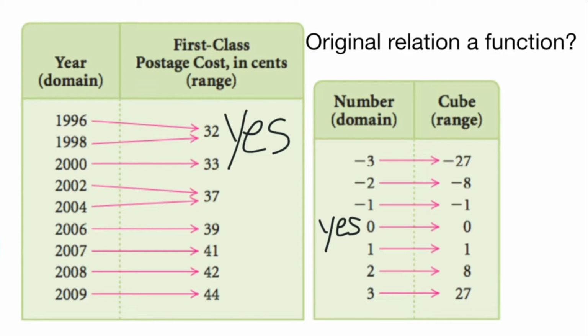This is definitely a function because every input has an output. I could give you the year, and you know exactly how much a postage stamp costs. So if I say 2004, there's only one answer. It's 37 cents.